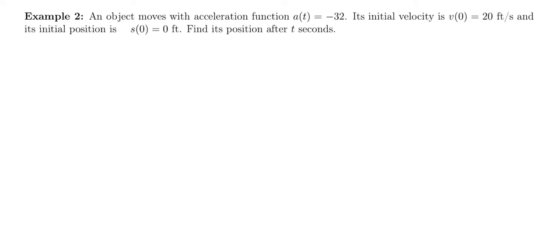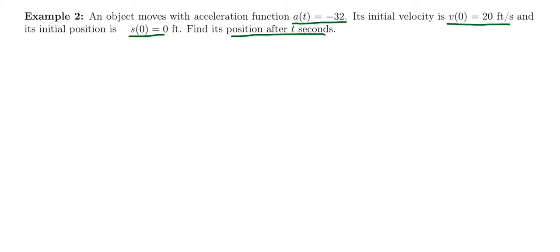An object moves with an acceleration function given by this a of t. Its initial velocity is given, so we have v of 0 in feet per second, and its initial position is this s of 0, which is going to be 0 feet. And we need to find its position function after t seconds.